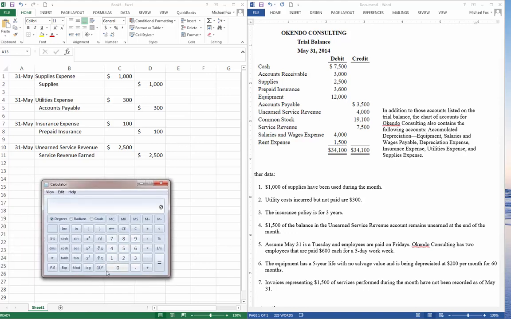I'll walk through it one more time with my calculator just so you can see how I arrived at that number. If we pay our employees $600 per week for a 5-day work week, so if I divide that by 5, that means I'm going to pay my employees $120 per day. I have 2 employees, and I'm figuring the pay here for 2 days, a Monday and a Tuesday. So the amount is $480.